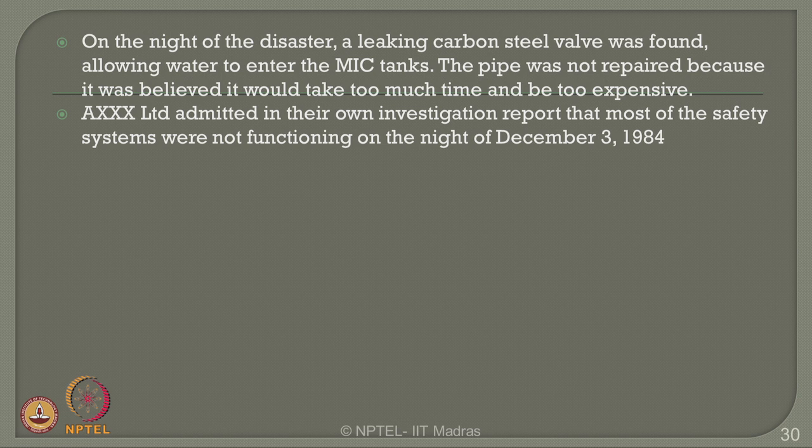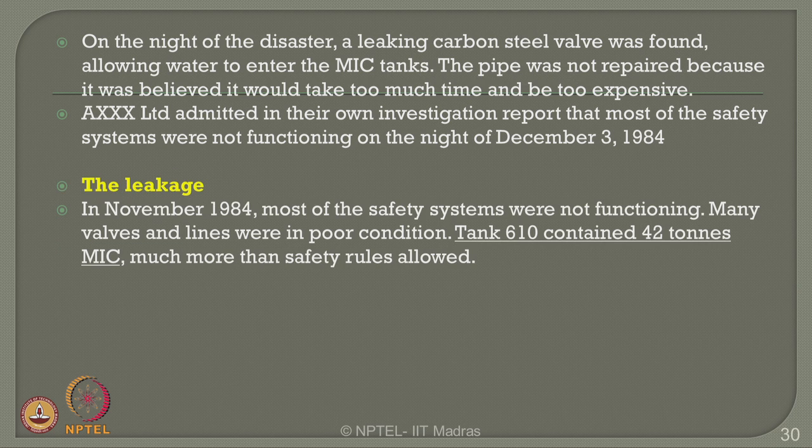The company admitted in its own investigation report that most of the safety systems were not functioning on the night of December 3, 1984. In November 1984, most of the safety systems were not functioning. Many valves and lines were in poor condition. Tank 610, which contained 42 tons of MIC, much more than safety rules allowed, was allowed in operation.